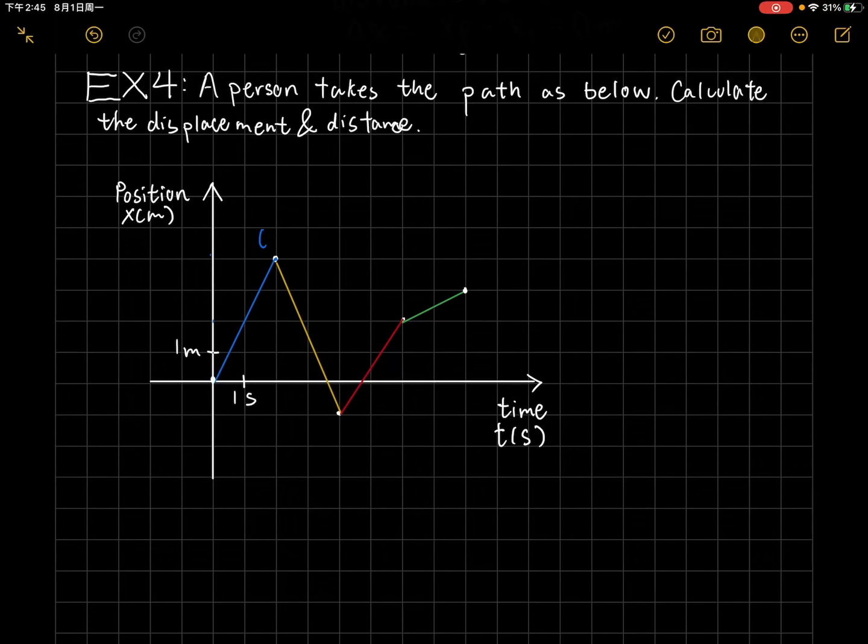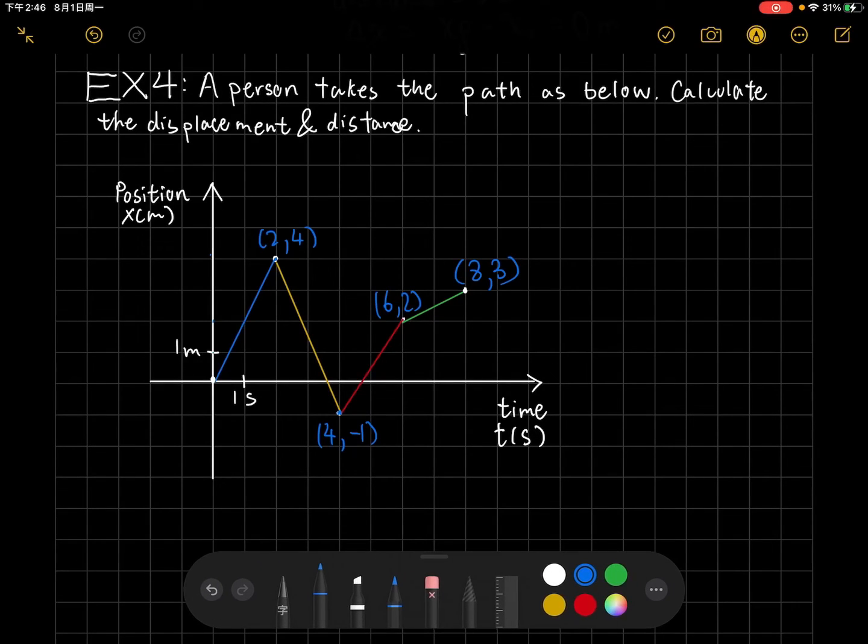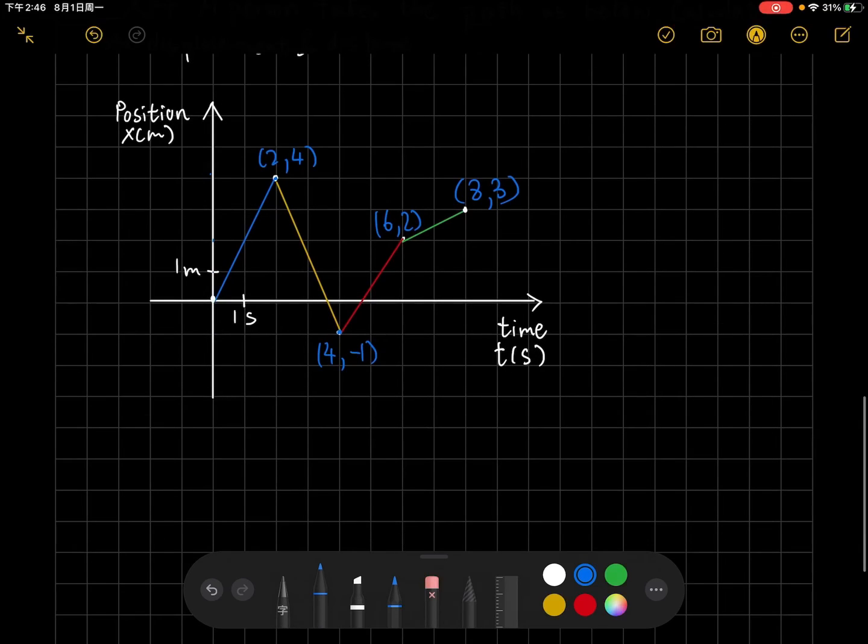This is going to be 2 and 4 because of position. And here 1, 2, 3, 4, 4, and -1. Here is 6 and 2. Here is 8 and 3. After we got these, now we just have to find the path taken from here to here.